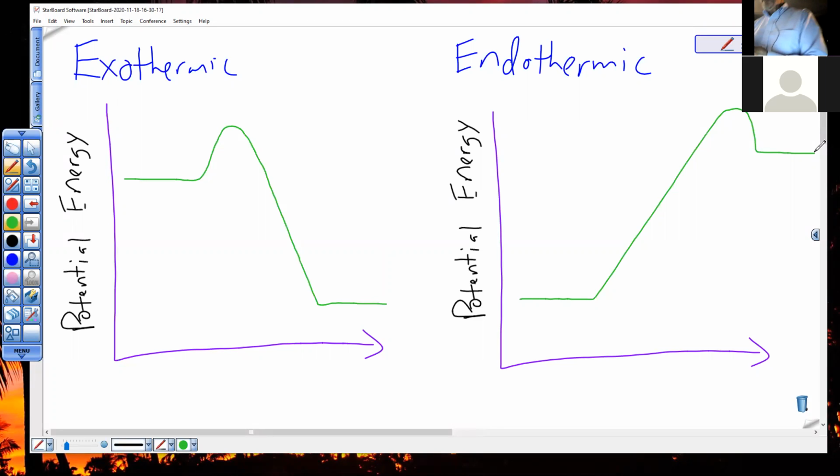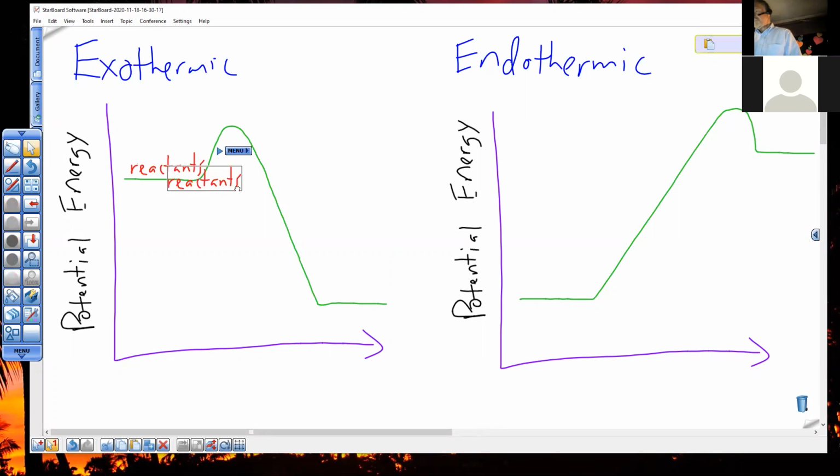So we have reactants on the left in both, and products on the right.